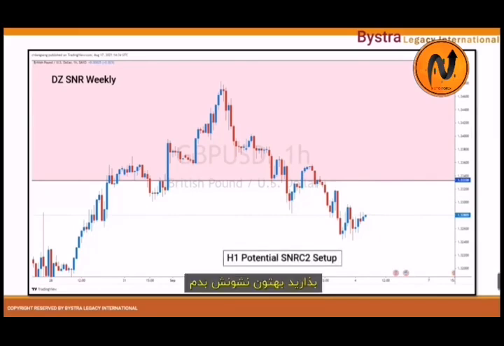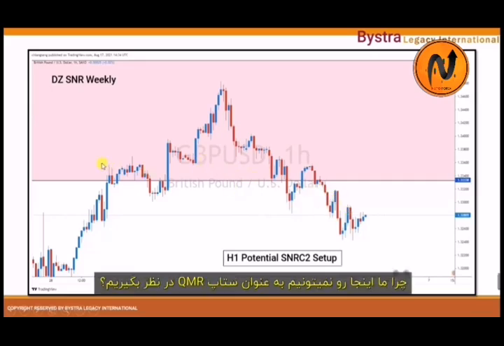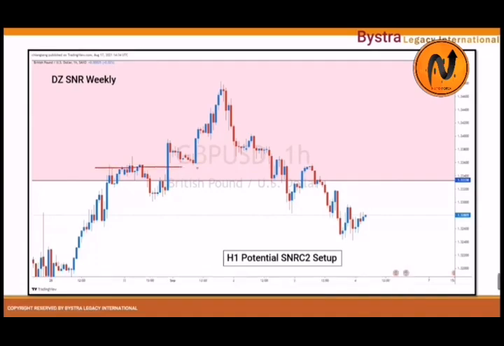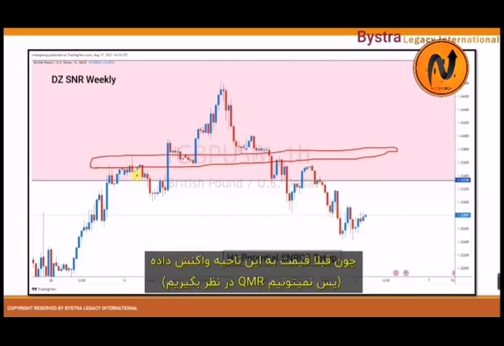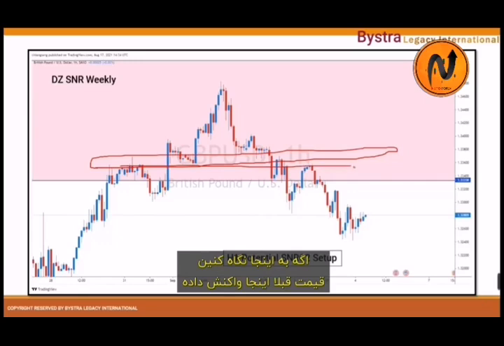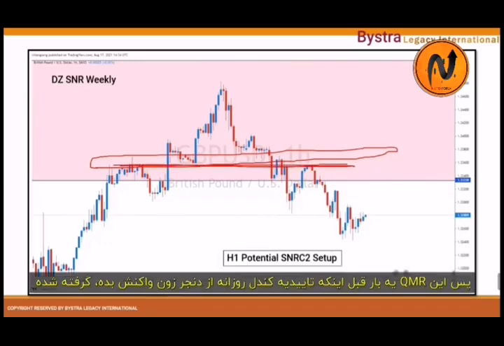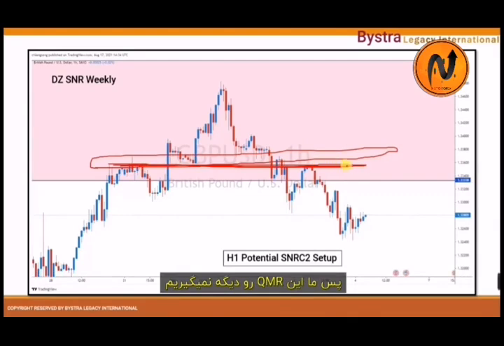Let me show it to you. Why can't we take this as our QMR setup anymore? For example, here we can use this as our high, low, higher high, lower low, because in this area price has reacted. If you look here, the price has reacted in this area. So this QMR was already taken before the confirmation of the daily candle reacting from the danger zone, so we do not take this QMR anymore.